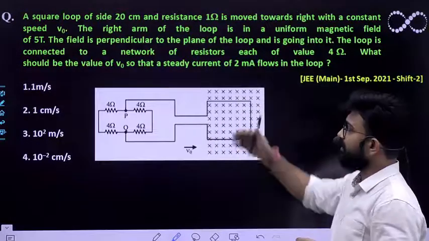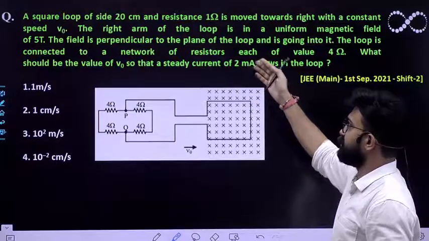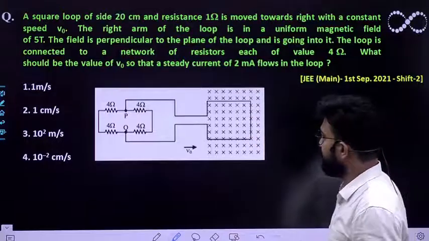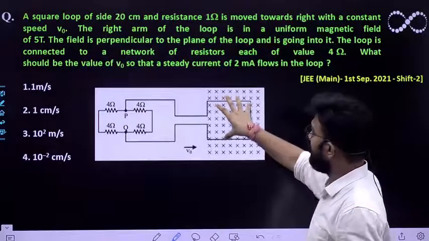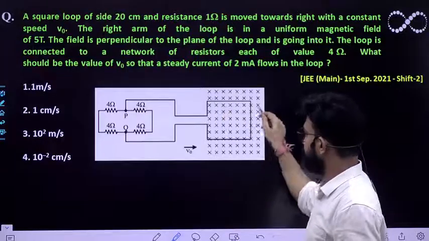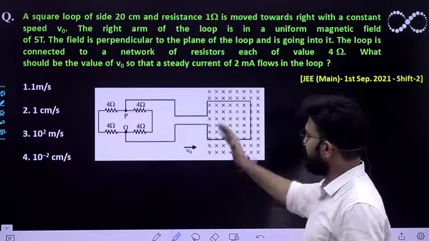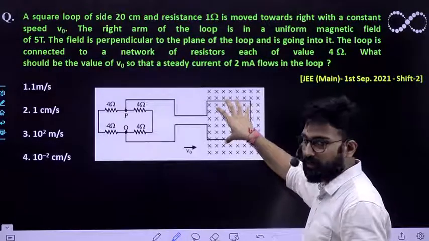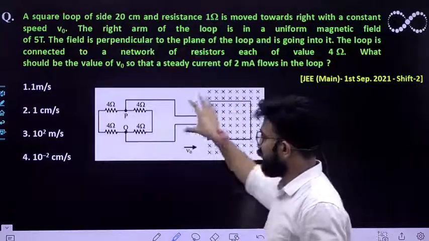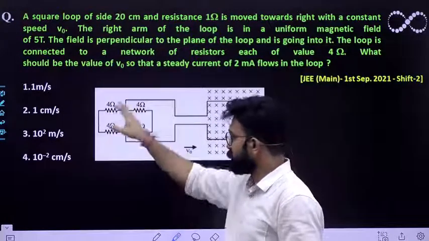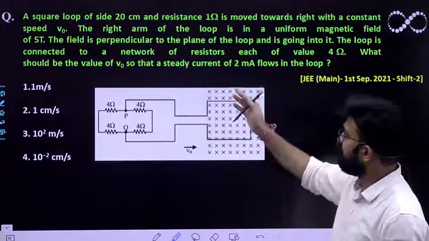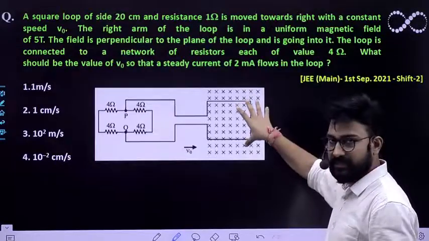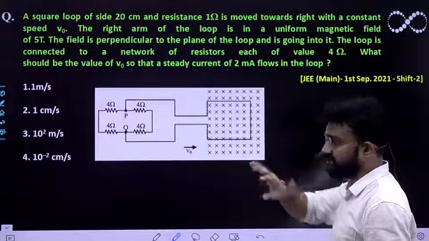The question says a square loop of side 20 centimeter and resistance 1 ohm is moved towards right with a constant speed V0. So that means you have been given this square loop, whose side is 20 centimeter, and the square loop is moving inside the magnetic field. Its resistance is also 1 ohm. It is connected along with the additional resistor external circuit just like this. So the right arm of the loop is in the uniform magnetic field of 5 Tesla, which is given to you.